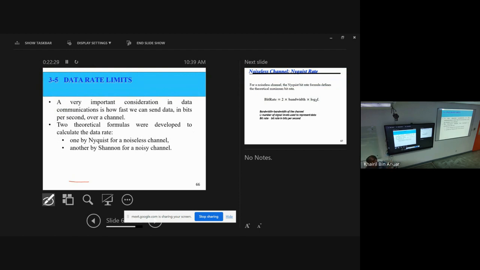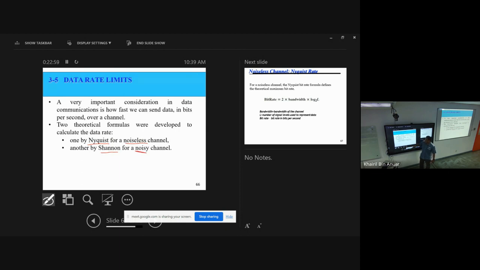Okay. Last but not least, the data rate limit. So converting between analog to digital, we have these two theorems. When you want to convert from analog to digital, you can use either what they call the Nyquist theorem or the Shannon theorem. For Nyquist, it is for noiseless channel, and Shannon is for noisy channel.